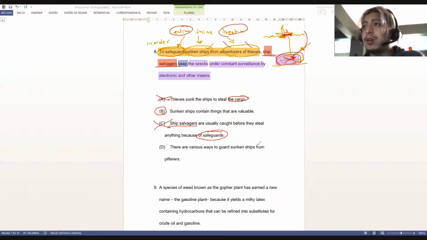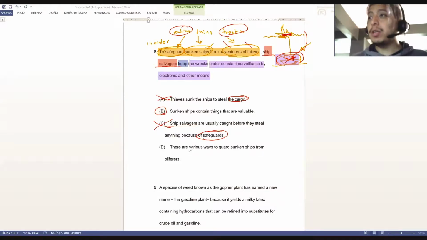There are various ways to guard sunken ships from pilferers. What is a pilferer? A pilferer is a person, not necessarily a thief. A pilferer is a person that takes advantage of a situation. For example, there is a social riot, a protest or something, and people start breaking glass and windows of stores. Some people take advantage and go into the stores and steal things. They are not called thieves. They are called pilferers. It would be something like saquear or saqueador, pilferers.